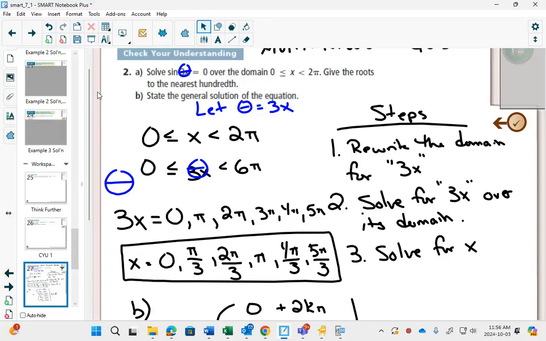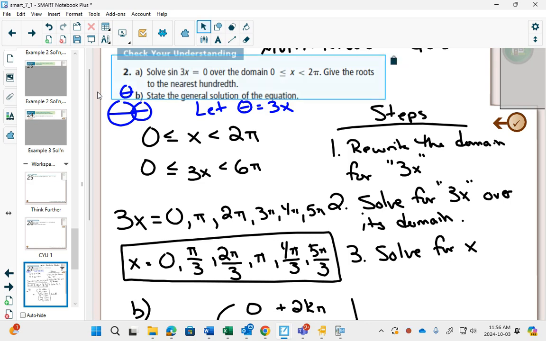Okay, I think you're capable of avoiding this and just saying, okay, I have a 3x inside, I can just solve for 3x. These are the answers I get. And then divide by 3 in the end to get x. But what we're basically doing is we're just pretending that 3x is one thing. That's our theta. And I'm solving for that one thing. And because I know that x is between 0 and 2 pi, tripling that would be between 0 and 6 pi.